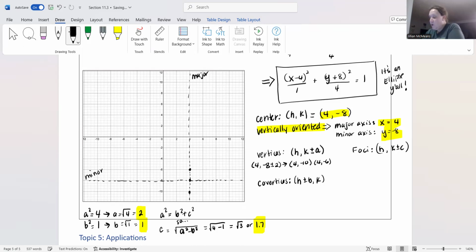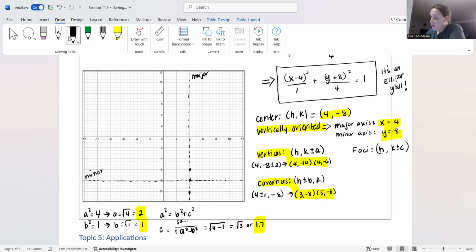Now for the co-vertices, those are going to be the ones along the minor axis. H is going to change, so we want the 4. We're going to add and subtract B from that. So we're going to go 4 plus or minus 1, and K is going to stay the same, so it's going to be -8. So we have co-vertices of (3, -8) and (5, -8). Let me highlight those so we don't get lost with all of our super important points here.